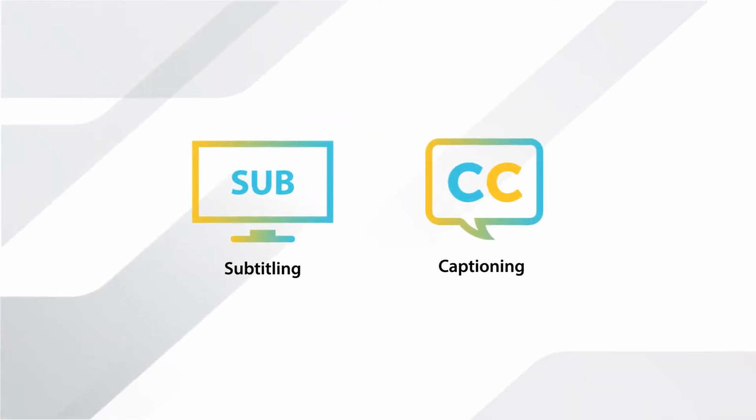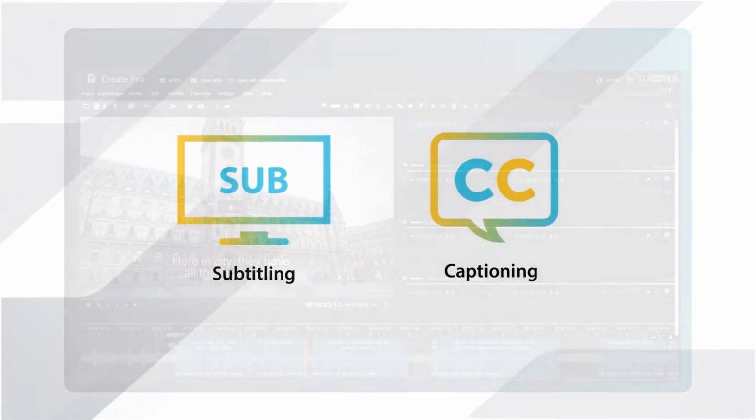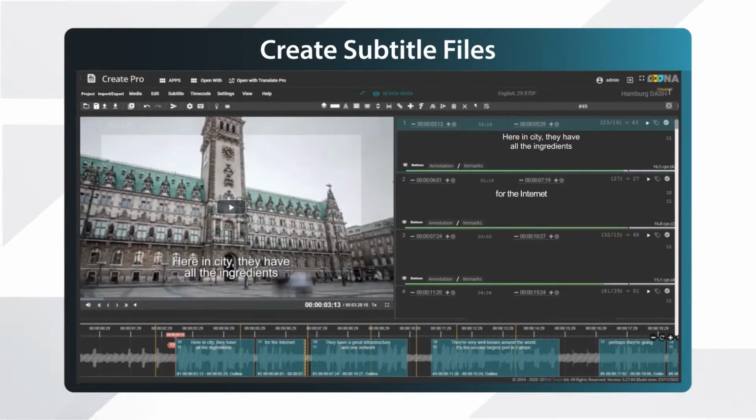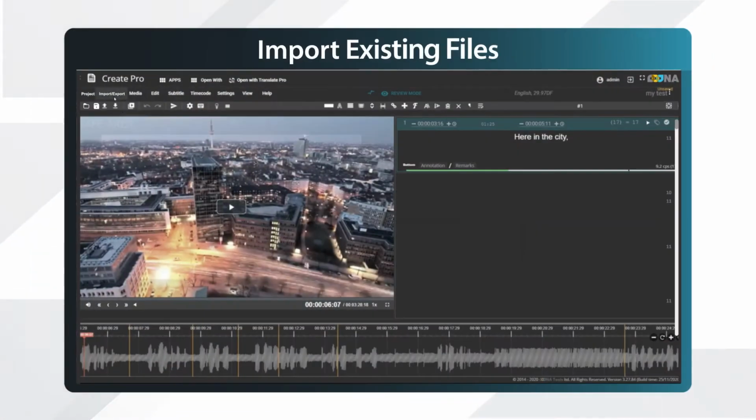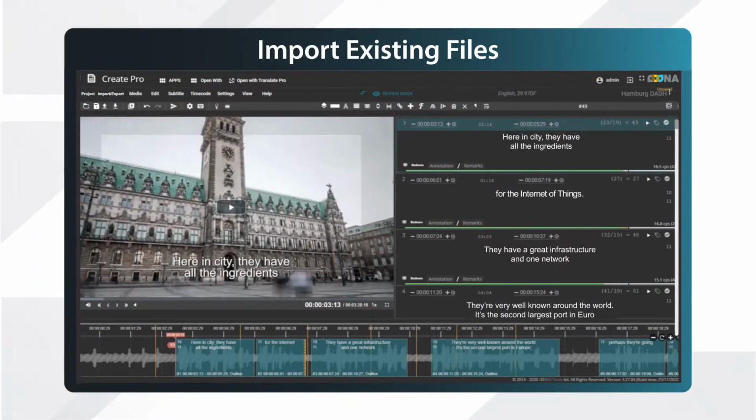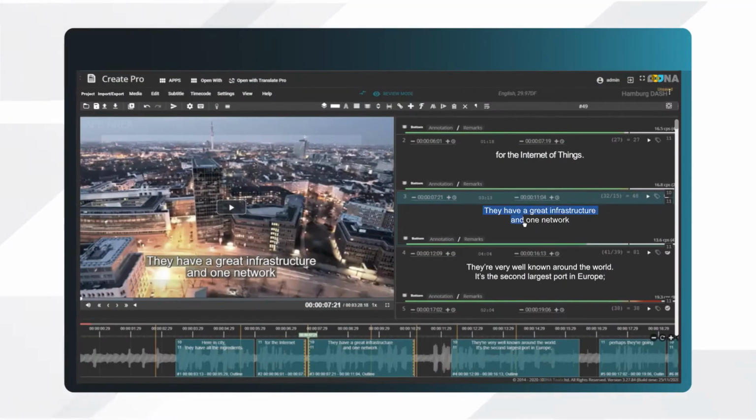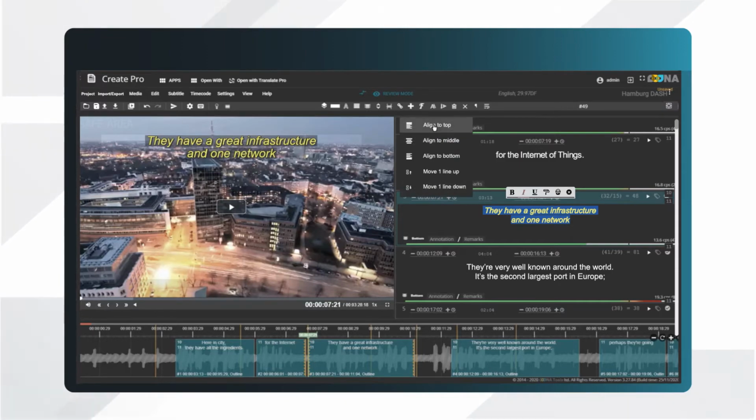OOONA Create is an advanced captions and subtitles editor for local and online videos. With its easy-to-use web interface, you can create timed text files from scratch, or import an existing file for editing and conforming it to your customer specifications. The tool gives you full control over subtitle text, timing, styling, and positioning on the screen.